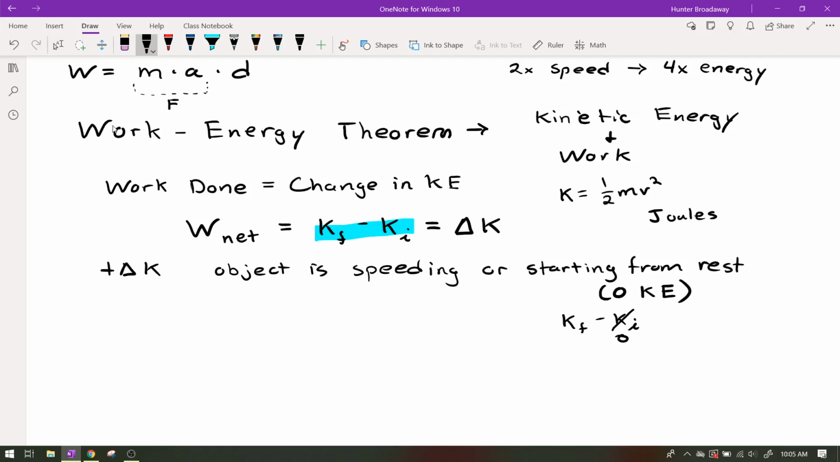Okay, the net work being done on the object takes into account the fact that you will probably lose some energy due to friction as well. So if you add up all the works together, it will do that.